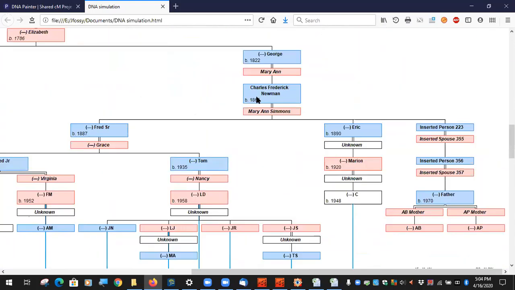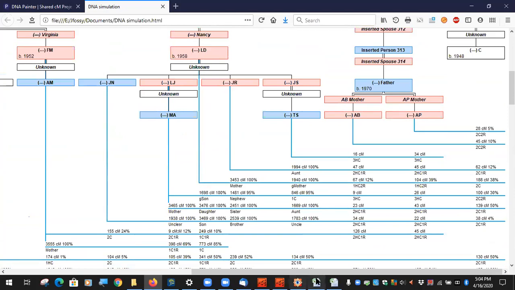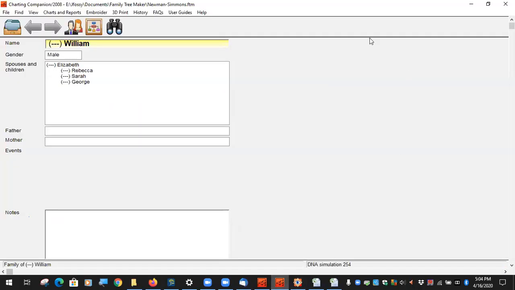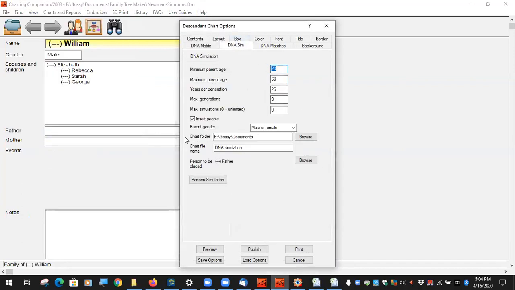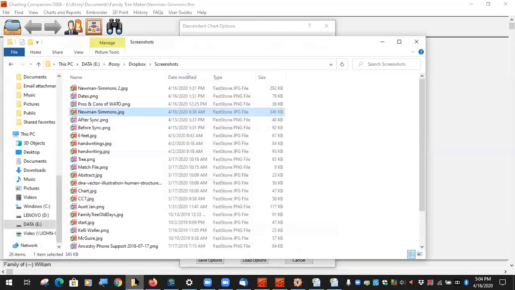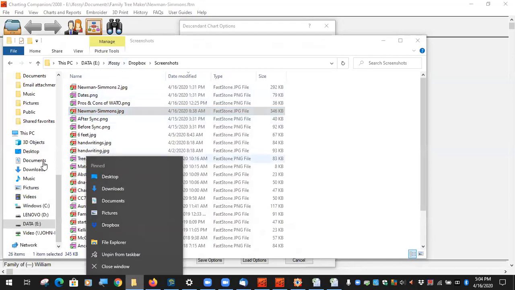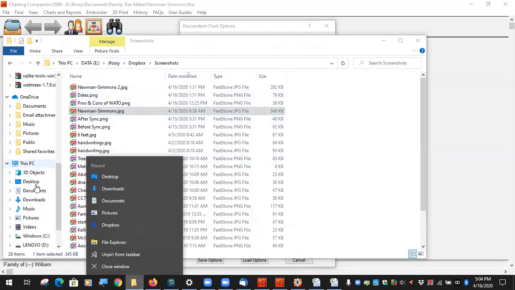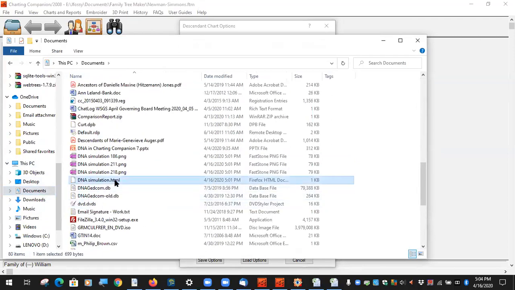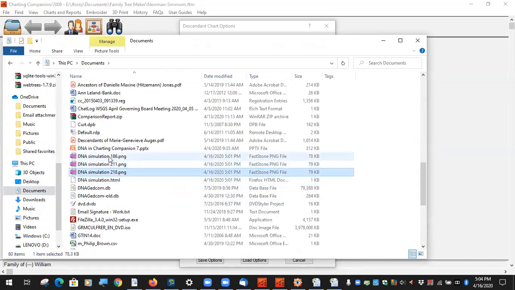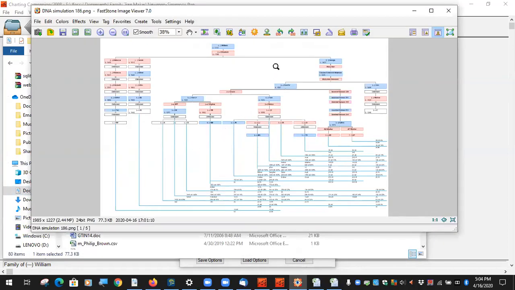And then these files, let's just go back here. You tell it where it goes. I just have it go into my documents directory, which are here, and basically it'll just create an HTML file called DNA simulation, and then here are the three files. So if you just click on it, okay, there's one simulation.